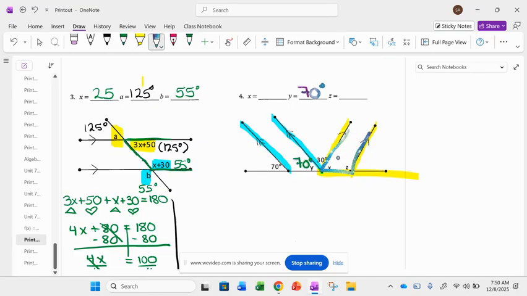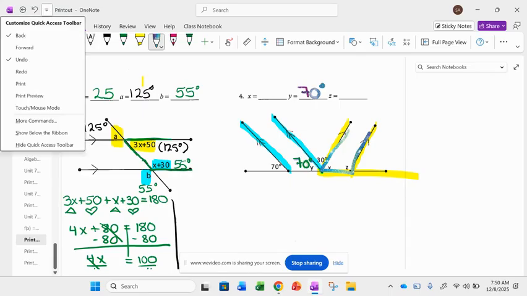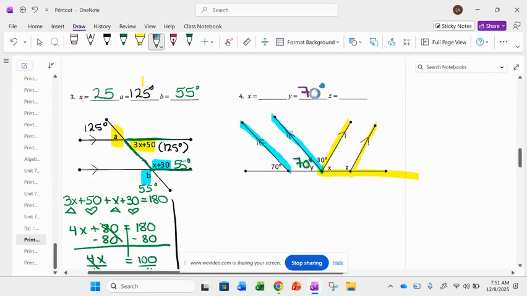But do I know either one of those? No. If I don't know either one of them, can I find either one of them using the C? No. So that's not going to work. So now I'm going to have to think outside of the parallel lines.